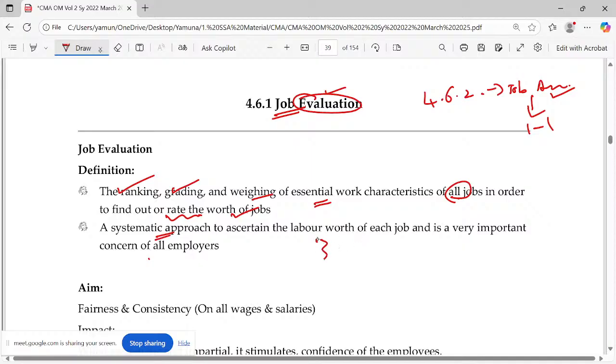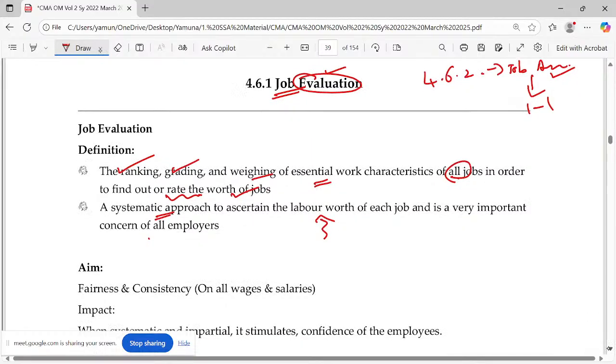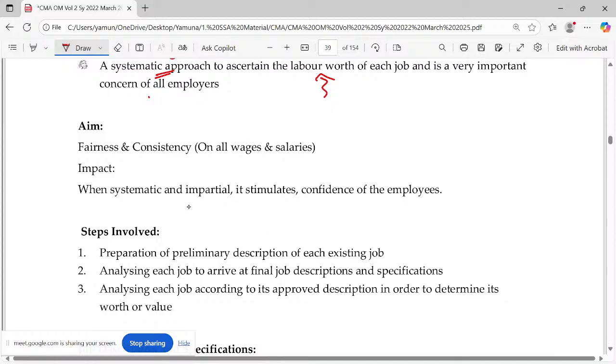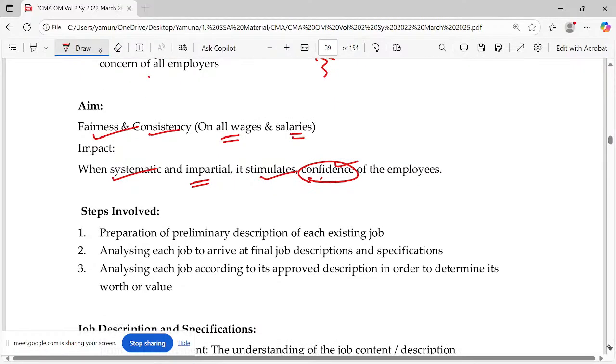So to ascertain how much the labor is worth and how important it is. Ultimately the aim is fairness and consistency with respect to wages and salaries, or whatever you pay. When you go for a systematic way and not a partial one, you equally assign for everything. It stimulates confidence of the employees. Everybody is equally given importance, which obviously means employees get more money. That's what is called employee morale.